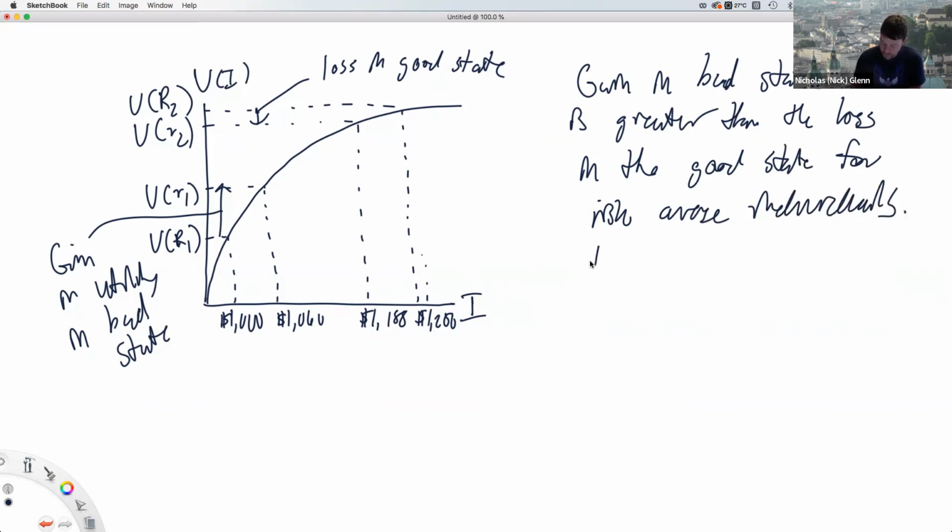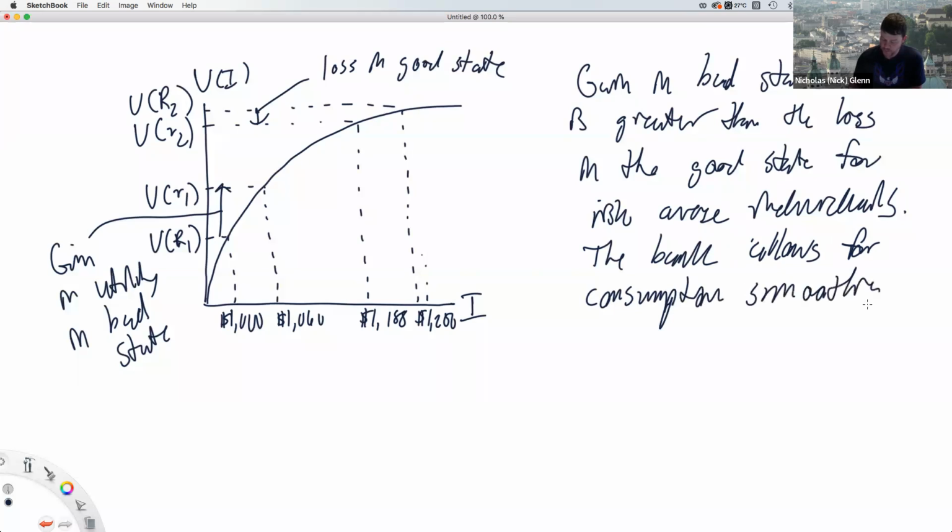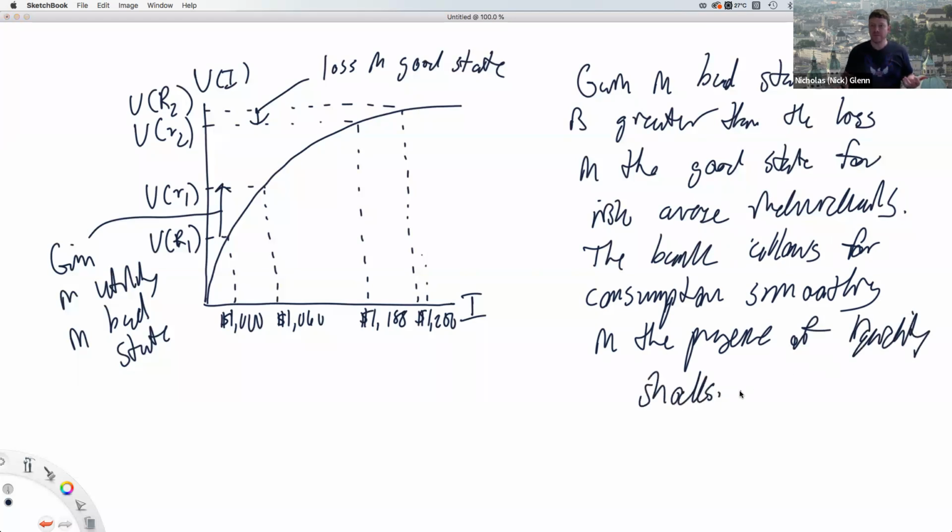Okay. The bank allows for consumption smoothing in the presence of liquidity shocks. So what the bank's doing here is providing a form of insurance. It's allowing these people to pull their funds and to provide insurance against these liquidity shocks.